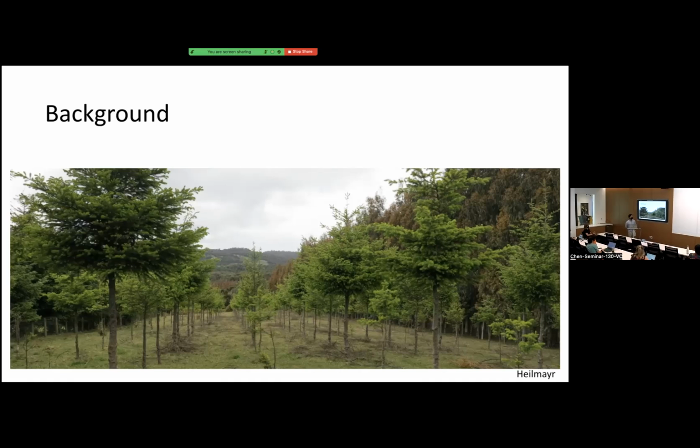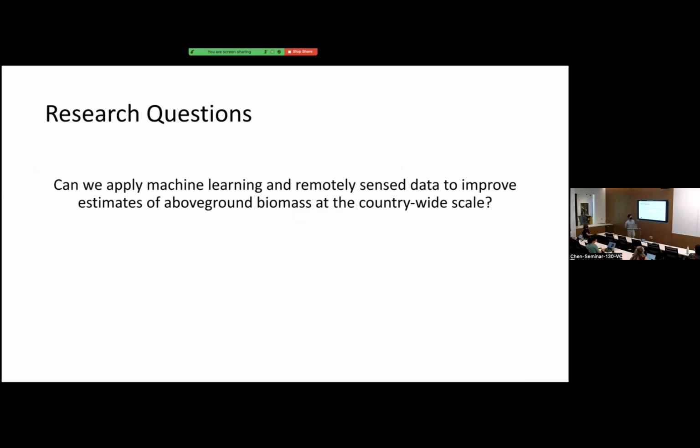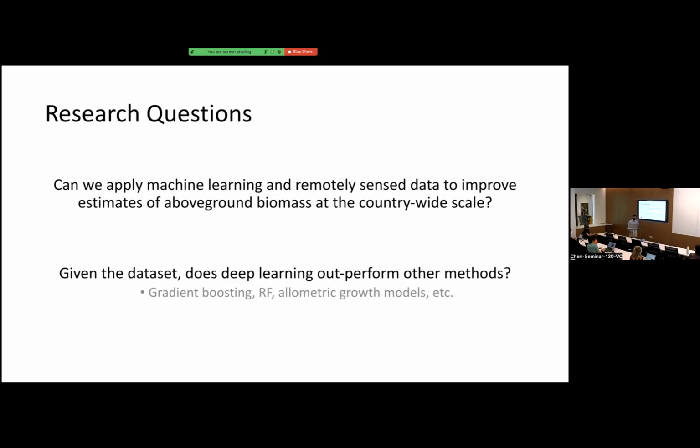And if we could narrow down the carbon estimates of these two species, I think that would put us that much further ahead in global carbon accounting. And so guiding my research, especially for this project, is: can we apply machine learning and remotely sensed data to improve estimates of above ground biomass at a countrywide scale? And given the unique data set that we have access to, does deep learning outperform other methods, such as gradient boosting, random forests, and traditional growth models?